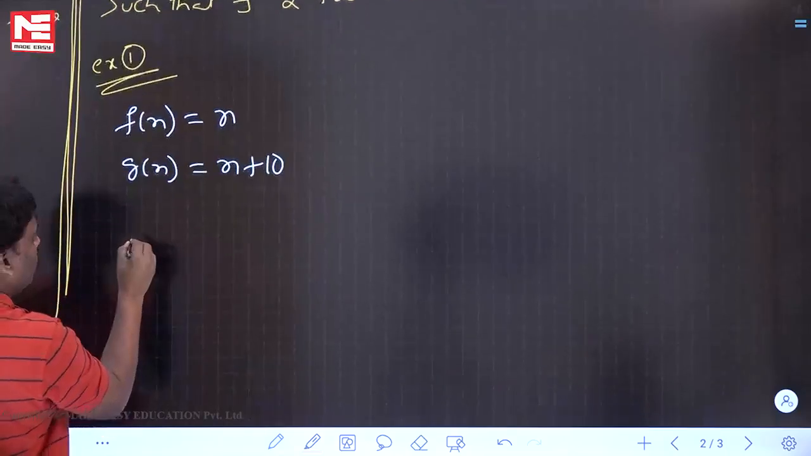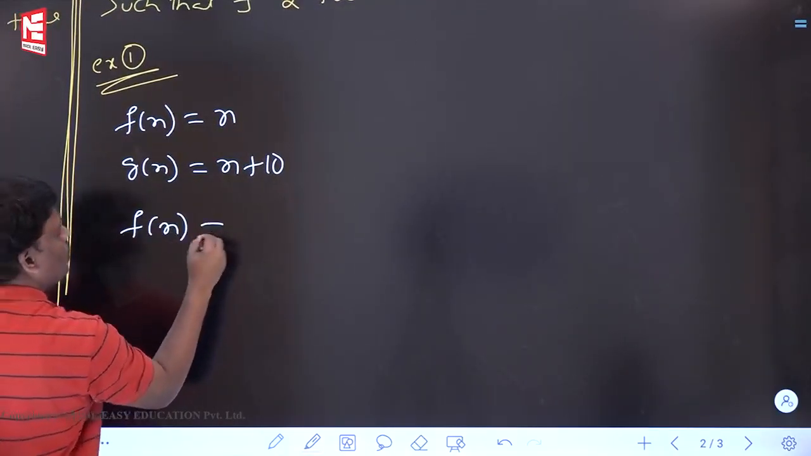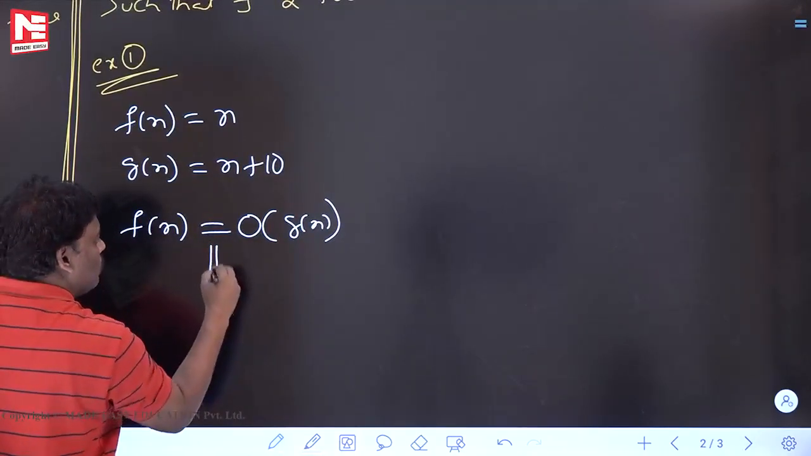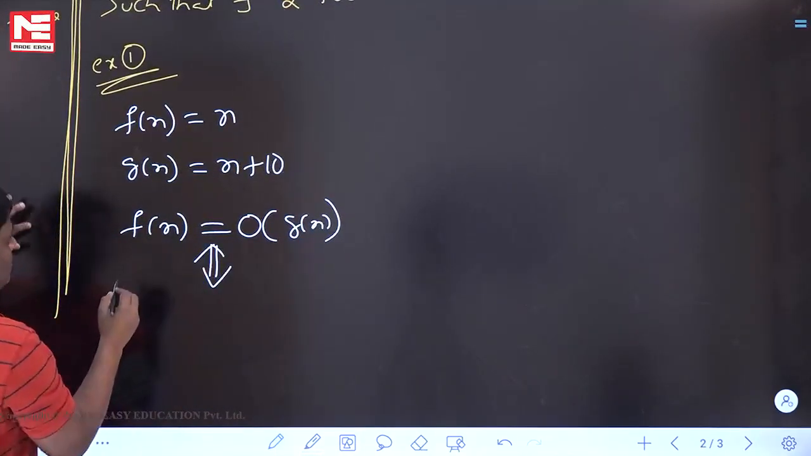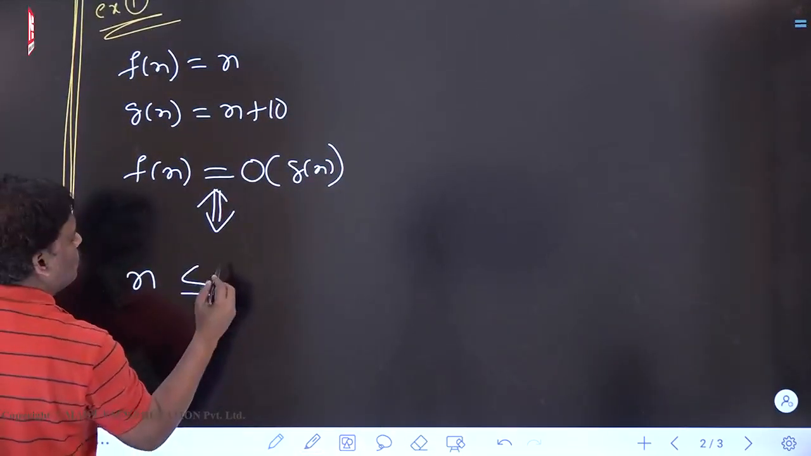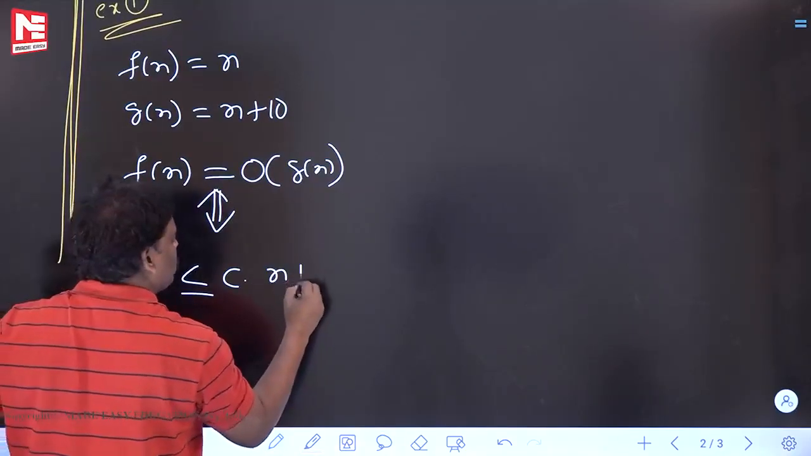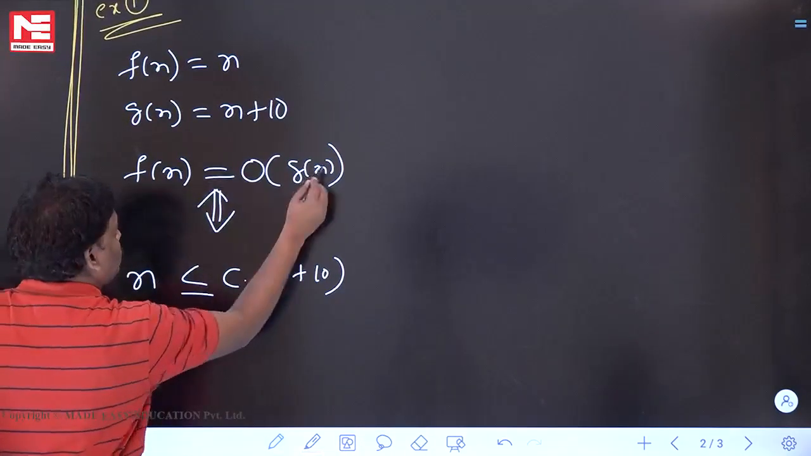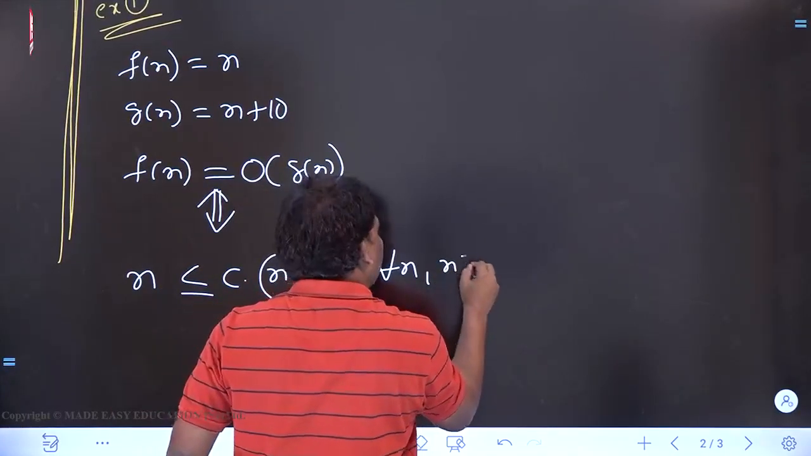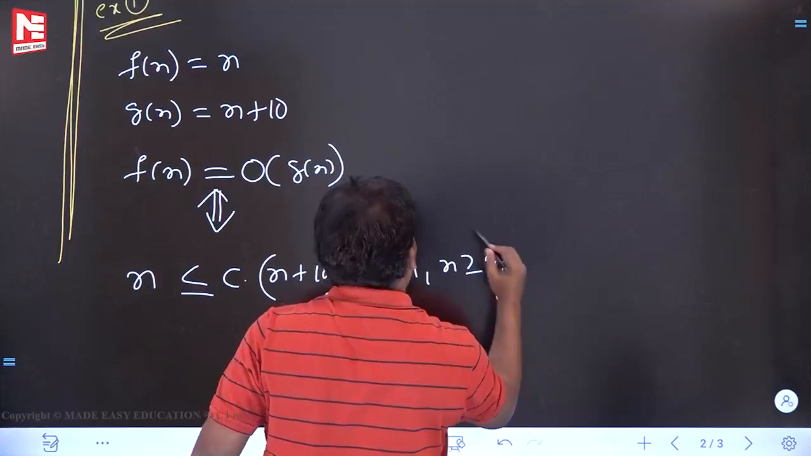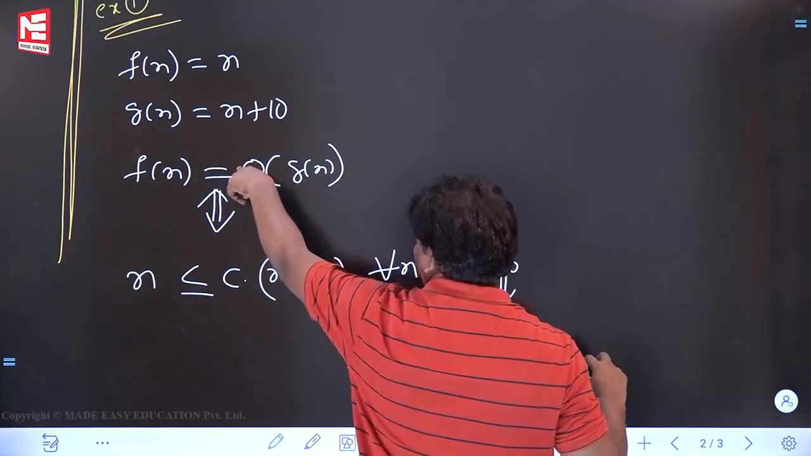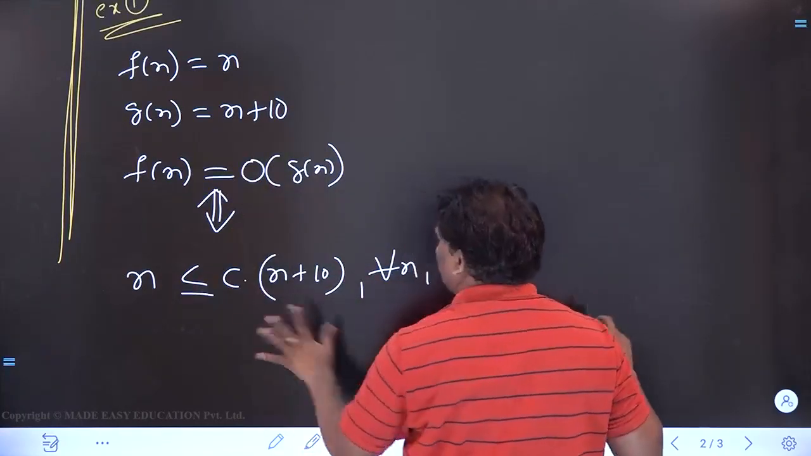Now I want to say f of n is equal to big O of g of n. If you want to say this, what condition do you have to satisfy? Let me write. F of n, which is n, is less than or equal to some c into g of n, which is n plus 10. And one more: for all n, where n is greater than or equal to n0. If you can satisfy this condition, then you can say this.